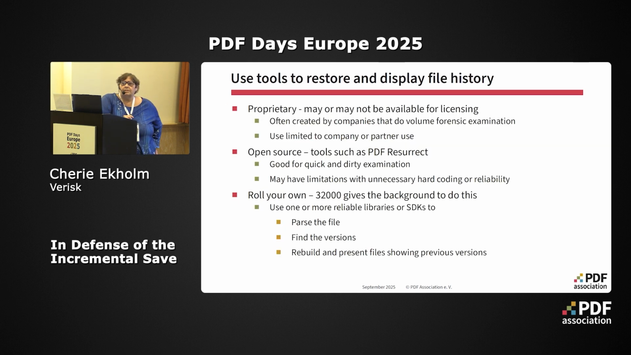So the best way that we have figured out in our work is actually the third bullet point, which is rolling our own, in order to create tools that will restore the file history from your document. It's sort of straightforward, but really not. There's a lot of proprietary tools out there. They may or may not be open for licensing. They're usually created by companies that do volume forensic examination like we do, and they're generally limited to company or partner use. There's some open source tools like PDF Resurrect.